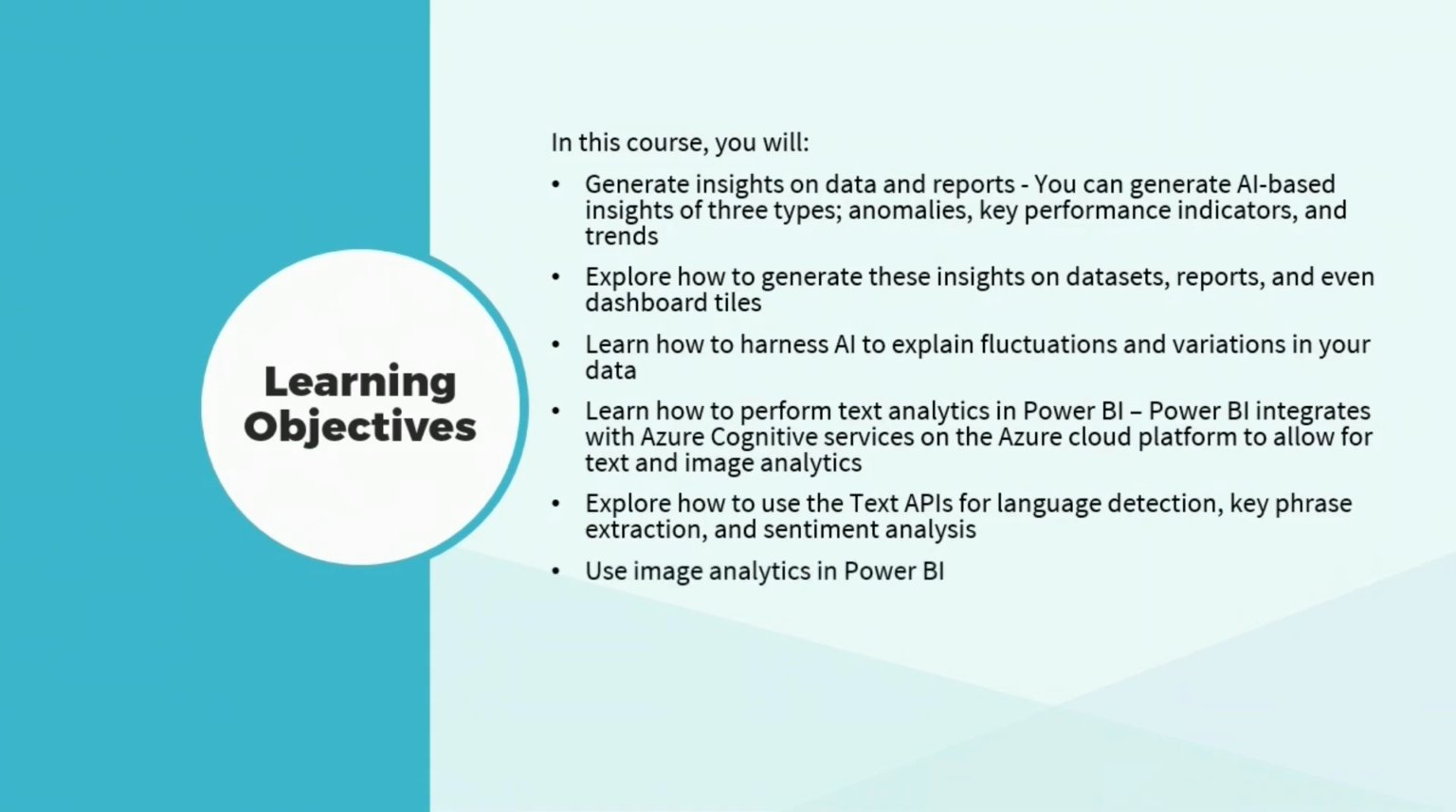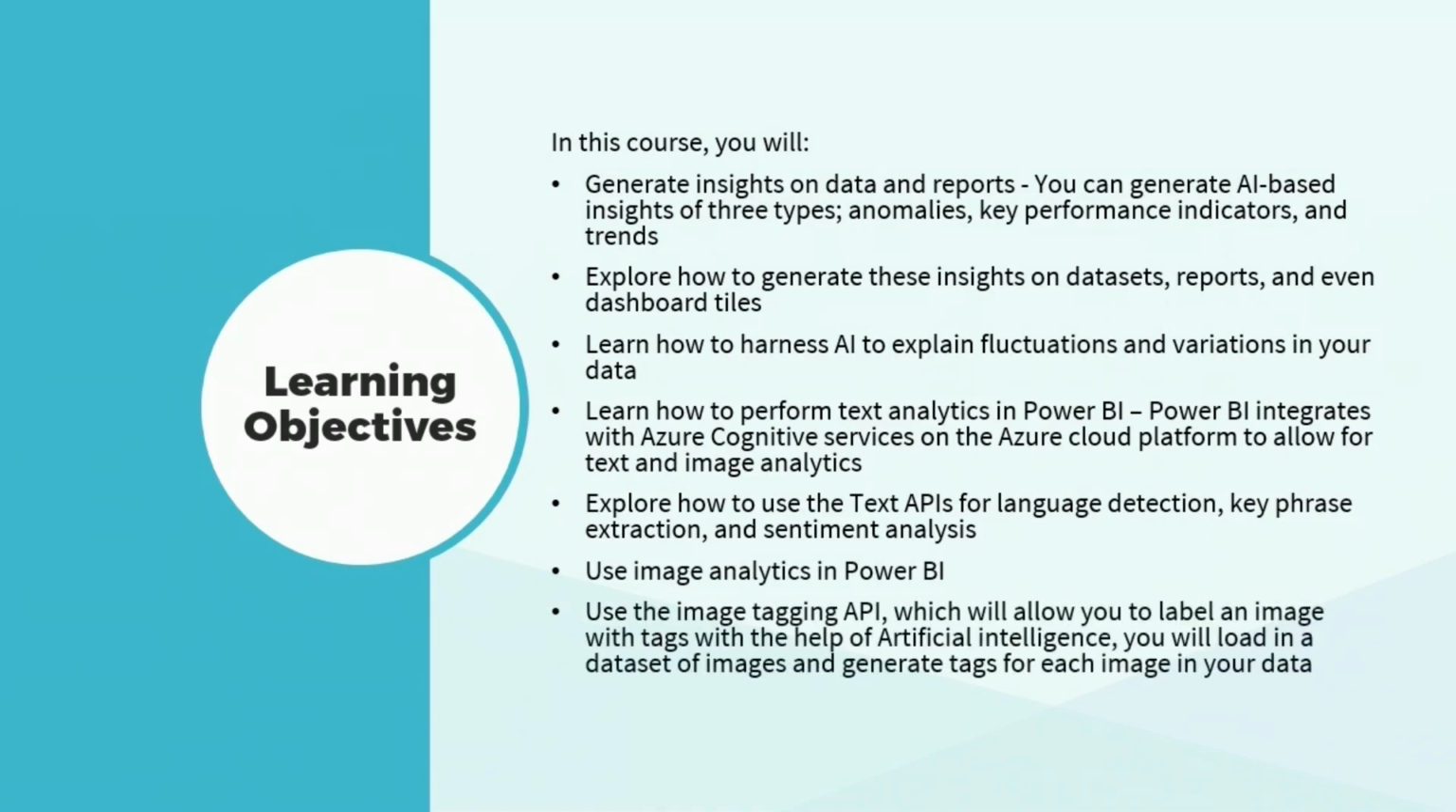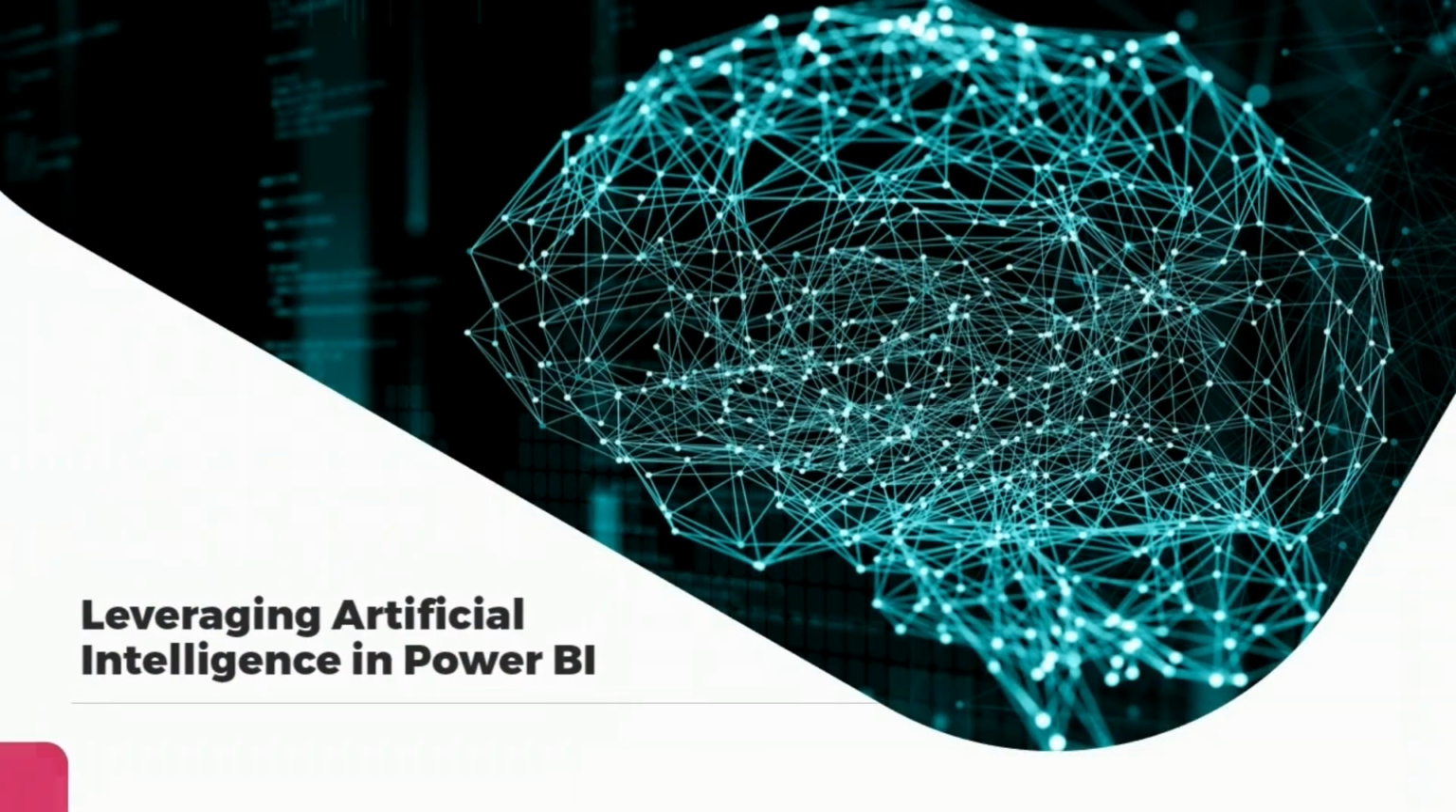Finally, you'll use image analytics in Power BI. You'll use the image tagging API, which will allow you to label an image with tags with the help of artificial intelligence. You will load in a dataset of images and generate tags for each image in your data. In conclusion, this course will provide you with a solid understanding of how AI based features can be leveraged in Power BI.